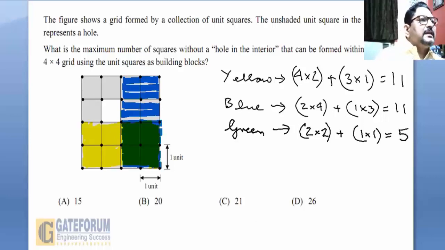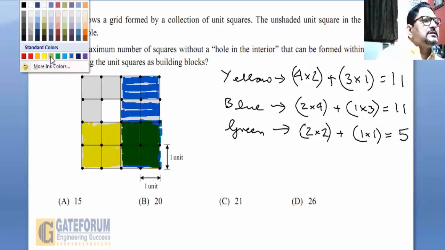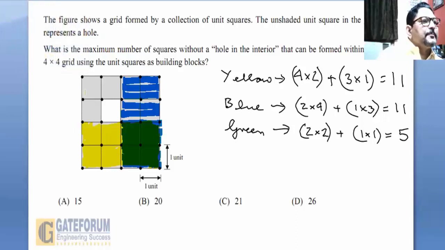Now let us take the remaining part. The remaining part would constitute this portion. See, this part. Let us not forget that the whitish part is a hole. So we are considering this portion. And well, I would say this is light green. So let us consider the light green portion.